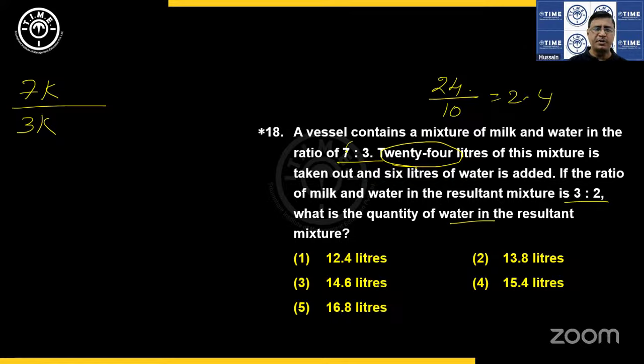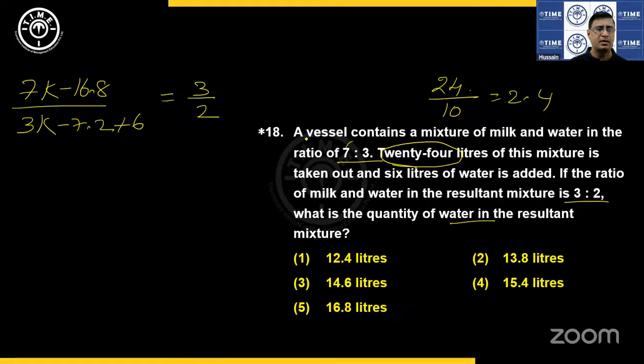So 7 parts means 7 into 2.4. 7 into 2, 14. 14 plus 2.8, that is 16.8 taken out. Now 3 times 2.4, that is 7.2, water. In the 24 liters of mixture taken out, milk content is 16.8 and water content is 7.2. Then what happened? 6 liters of water added. Now the ratio of the milk and water is 3:2.